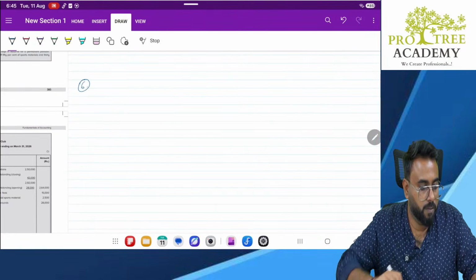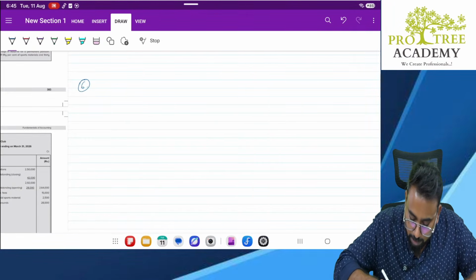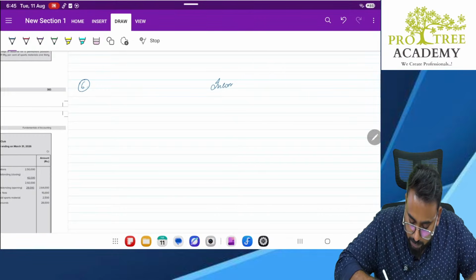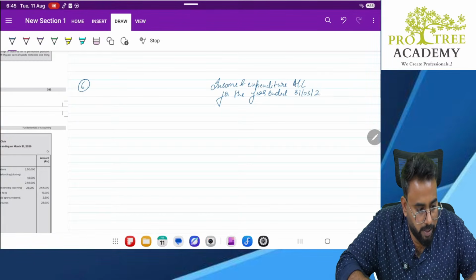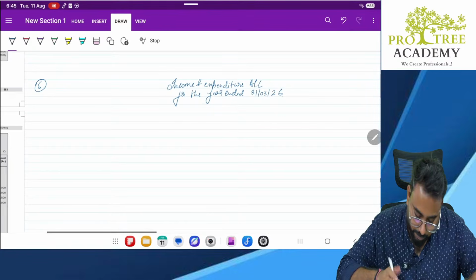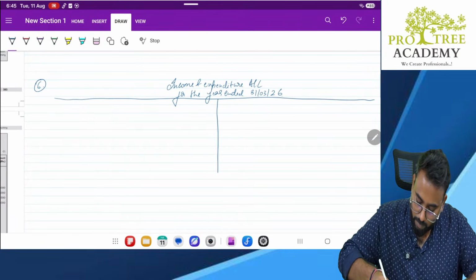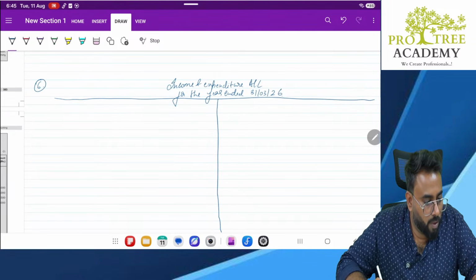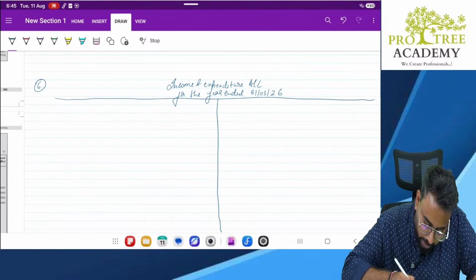Question number 6. So they have given you receipts and payments. They want you to prepare income and expenditure account for the year ended 31st March 2026. So first let's prepare the expenses, then we'll go to income.